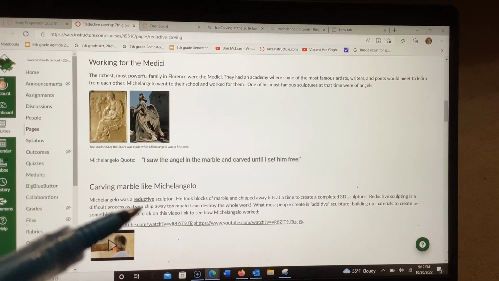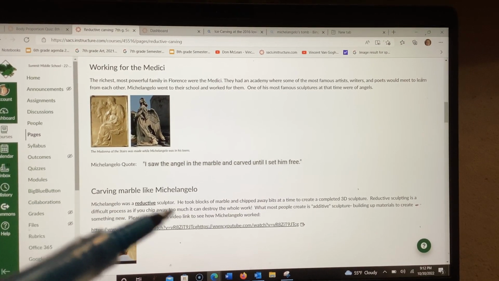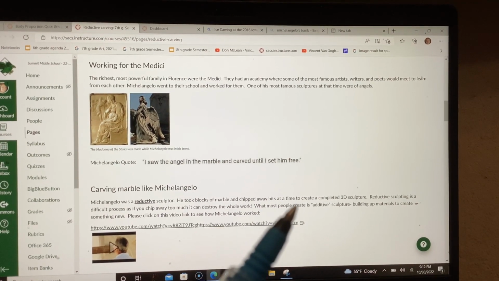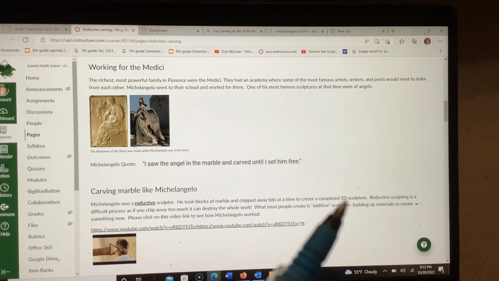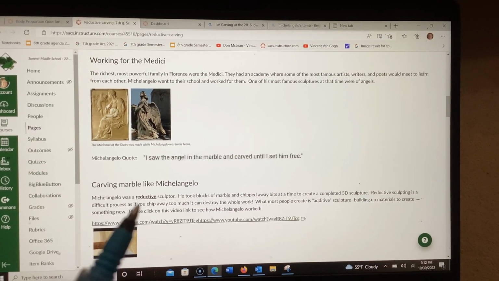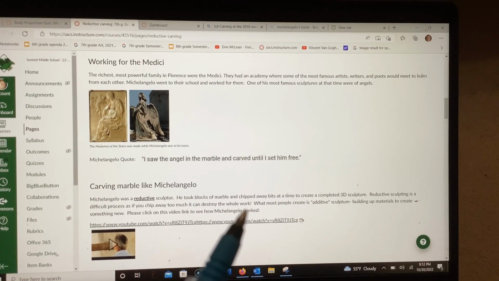Michelangelo was a reductive sculptor. Think reductive, think reducing, taking away. He took blocks of marble and chipped away bits at a time to create a completed 3D sculpture. Reductive sculpting is a difficult process, as if you chip away too much, it can destroy the whole work.